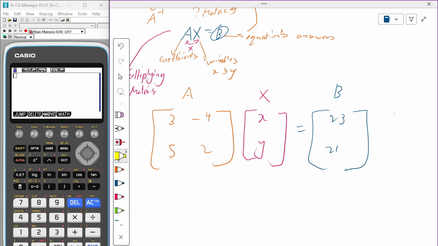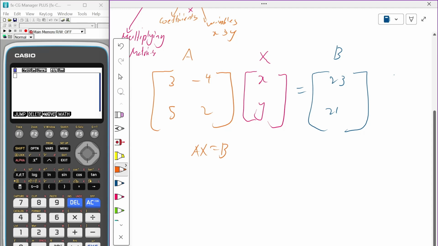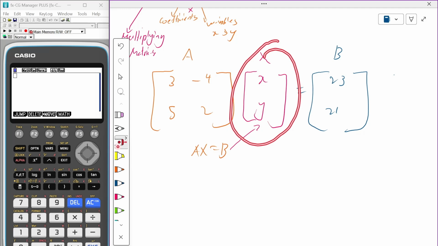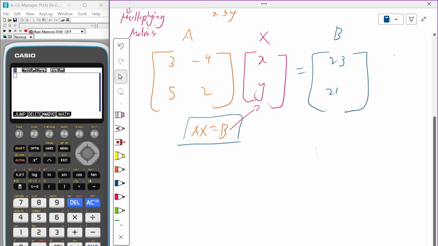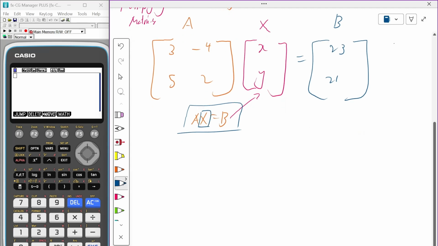So let's go back to our initial formula, AX equals B. We are solving for x and y, as we usually do in math very often. So how am I going to isolate this matrix? How am I going to use the knowledge I've learned with matrices to find x and y? First of all, it comes down to deconstructing this equation and getting the X matrix isolated by itself.